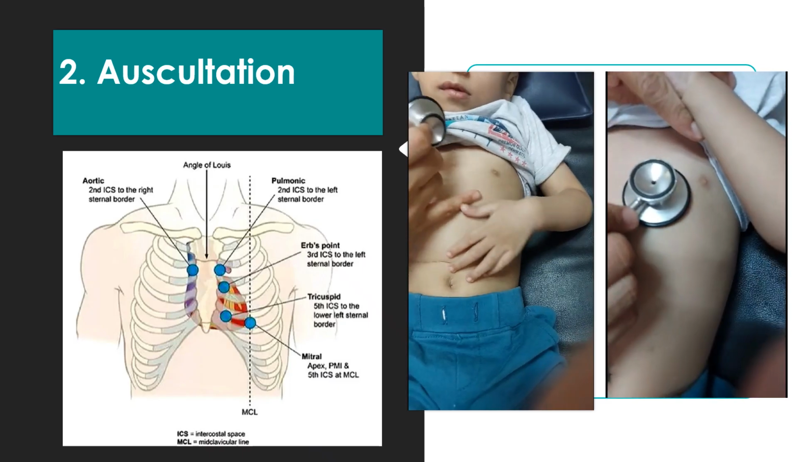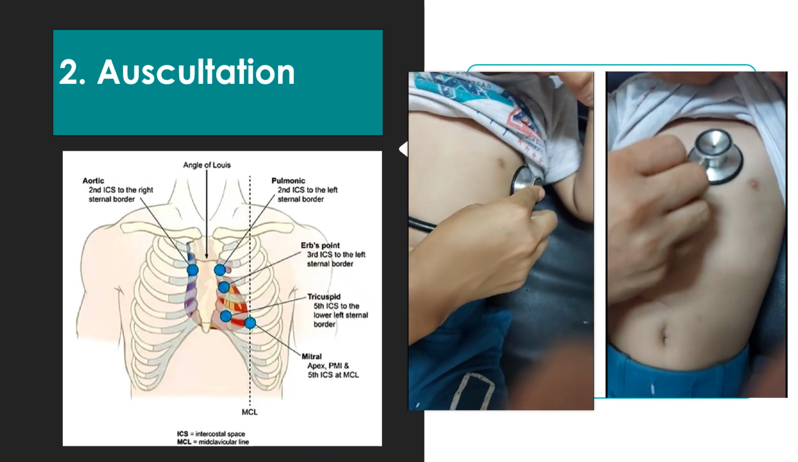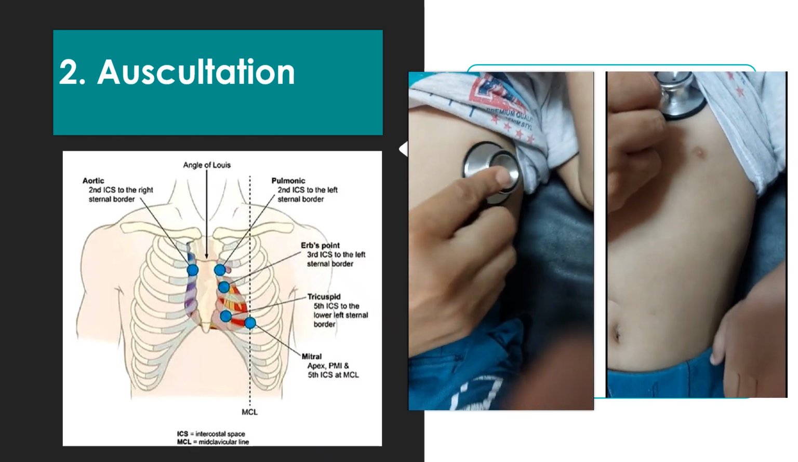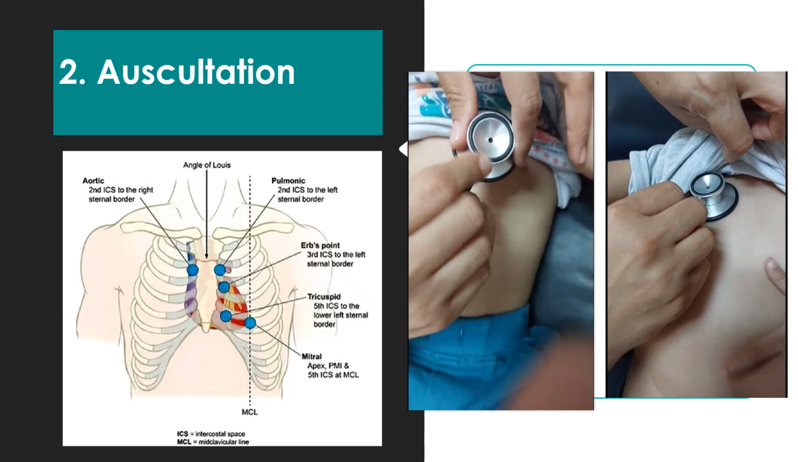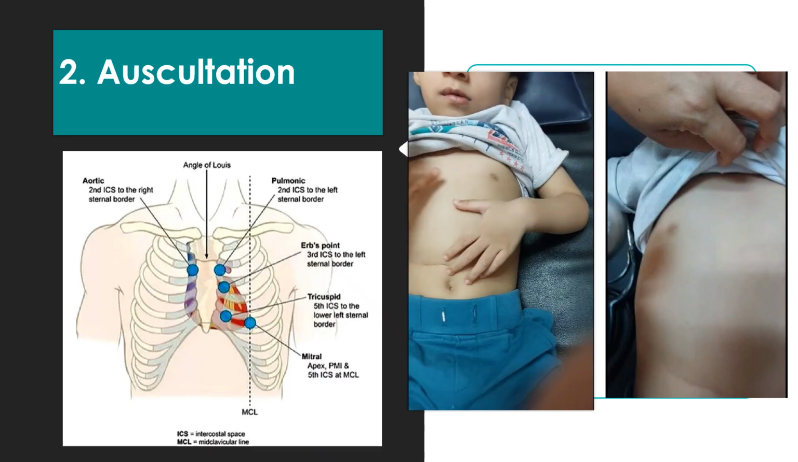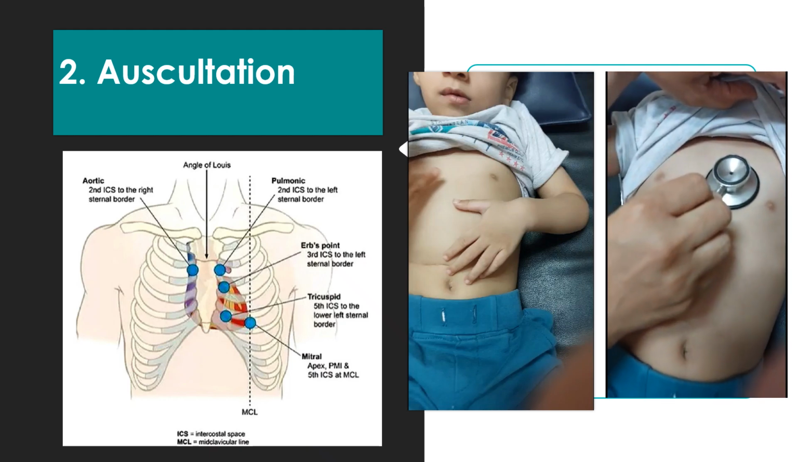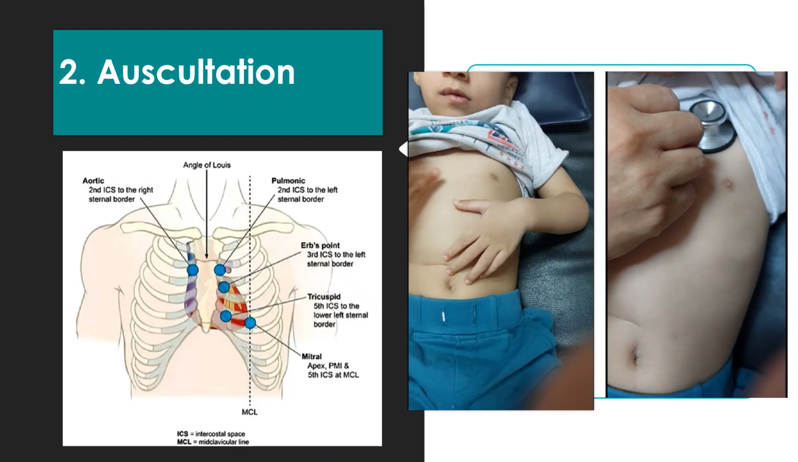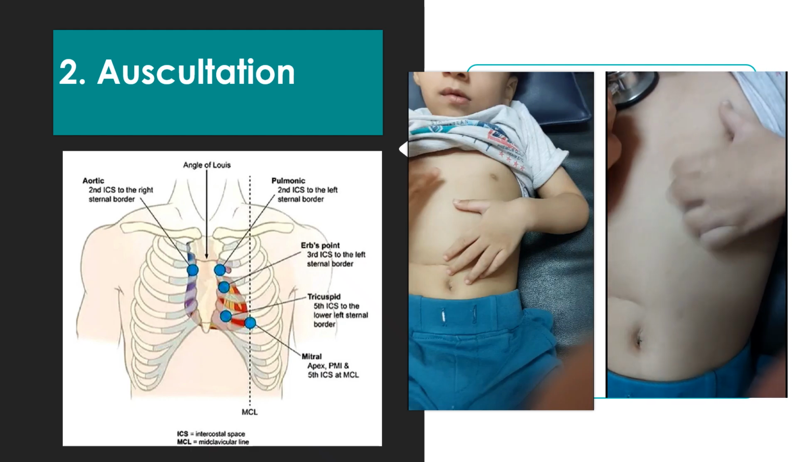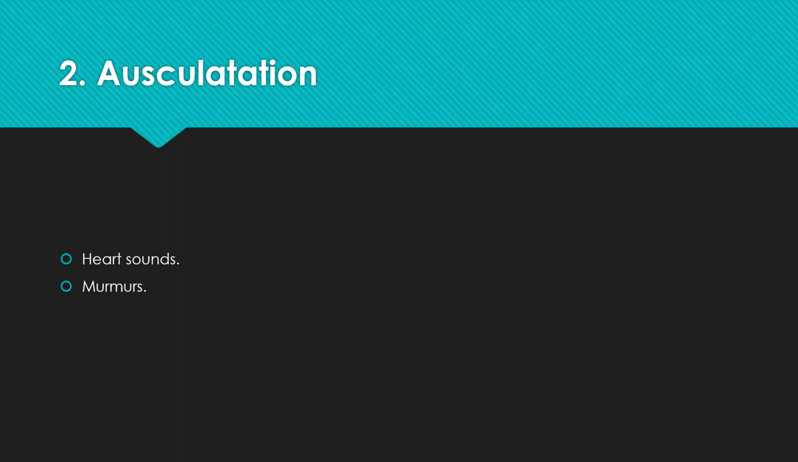For the cardiac auscultation, we have to start with the diaphragm at the apex, and then we auscultate the axilla. Also, we have to auscultate the apex using the bell of the stethoscope. And then we move to the lower left parasternal area, upper left parasternal area, pulmonary area, and the aortic area. At each of these areas, we have to comment on the heart sounds as well as the presence of murmurs.